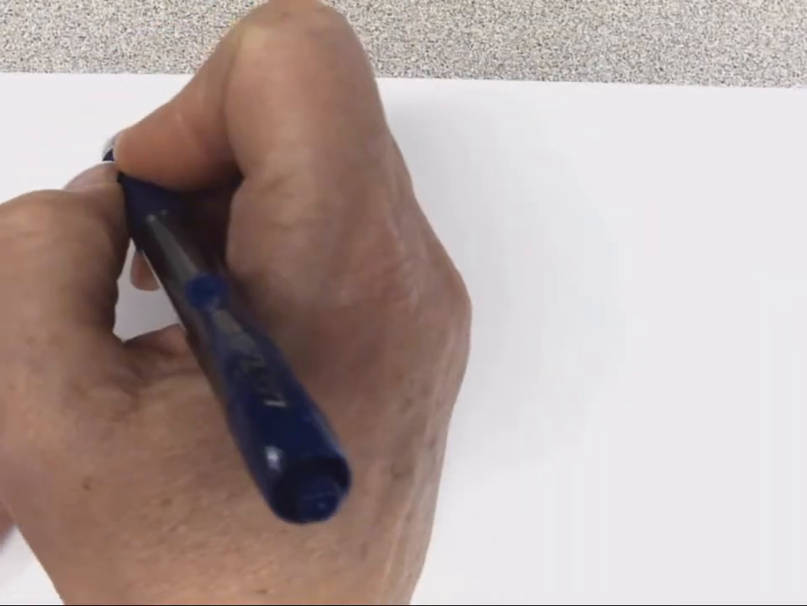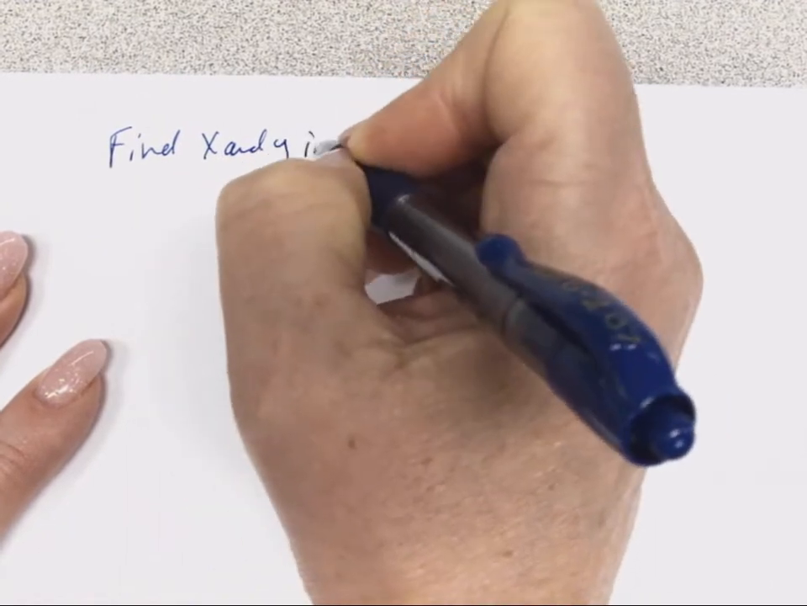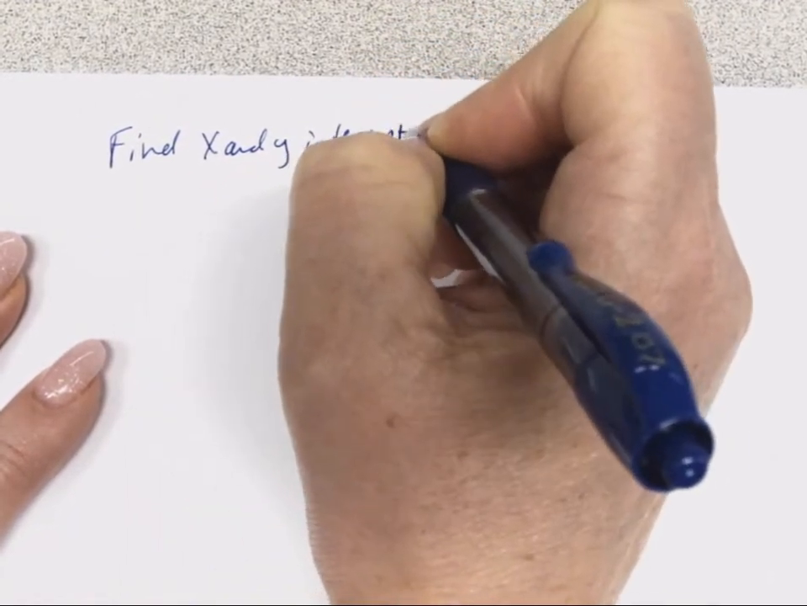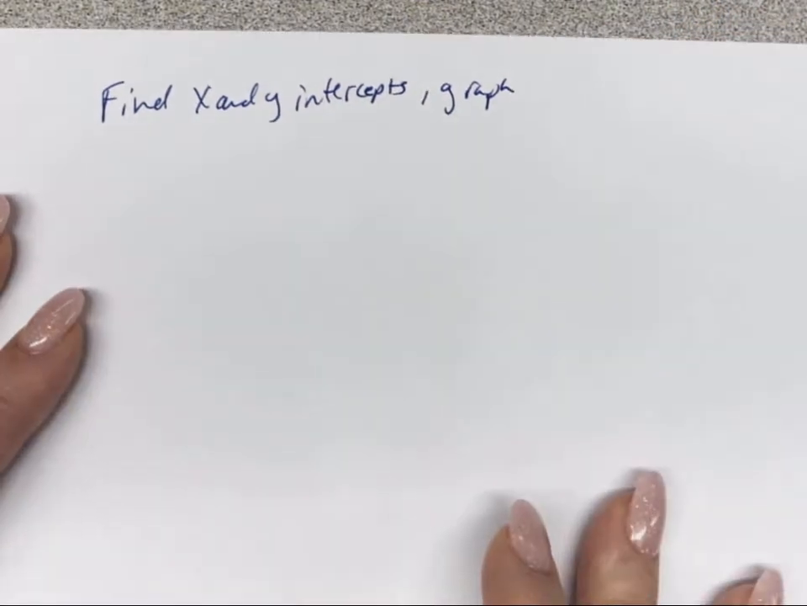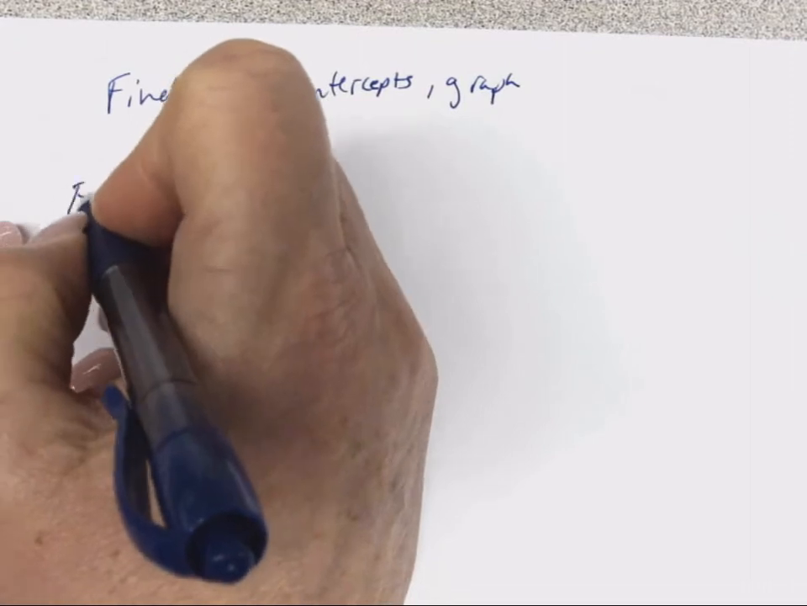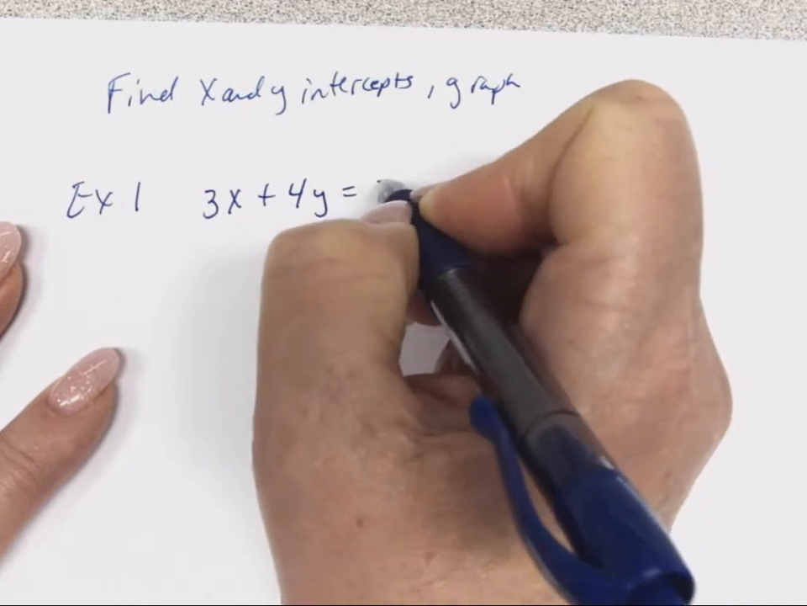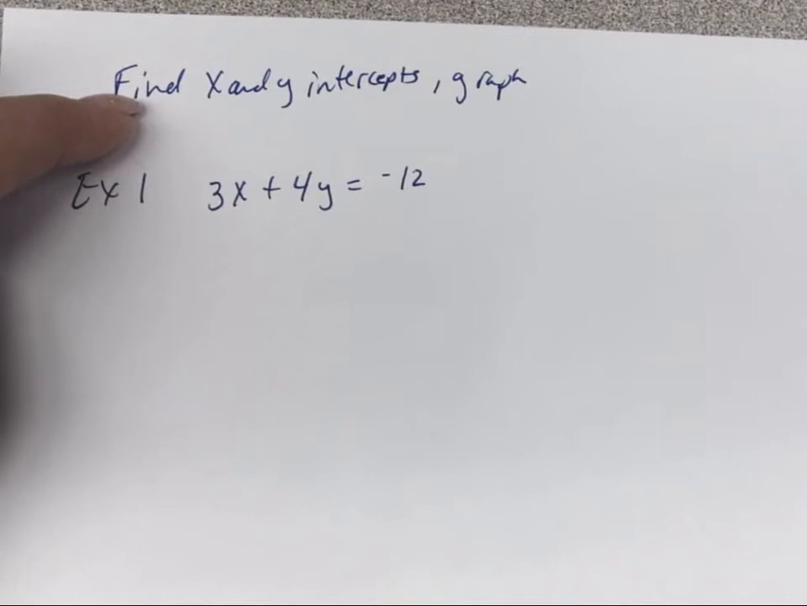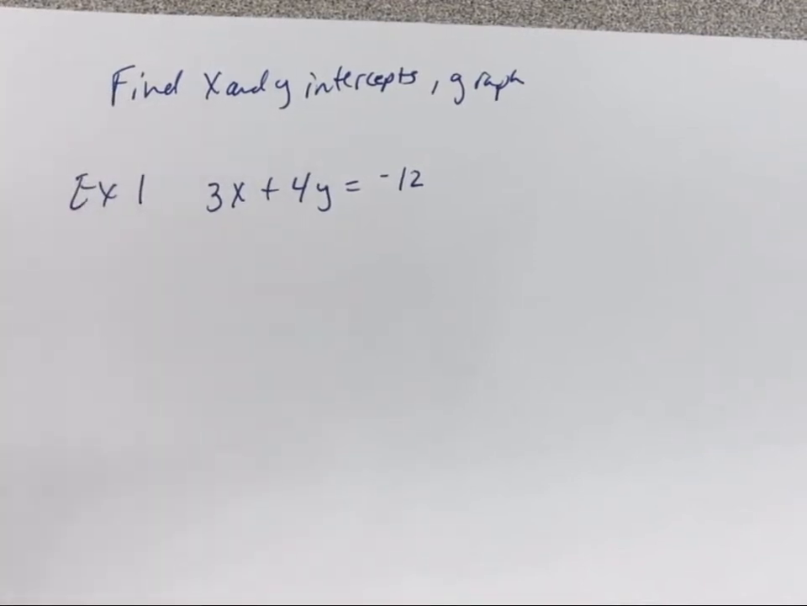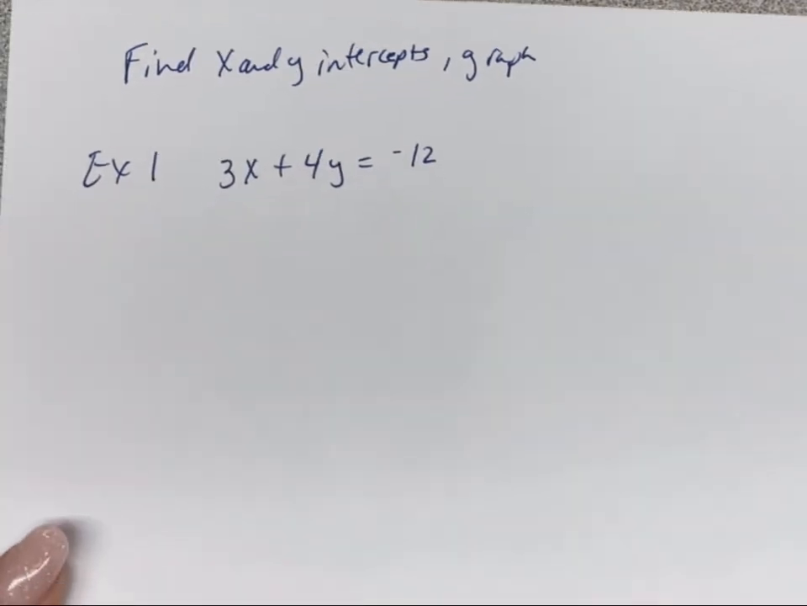So we are going to find the x and y intercepts, and then we're going to graph. So for example 1, we are given 3x plus 4y equals negative 12. Now, if you are asked to find the intercepts and graph it, you have to find the intercepts. Finding the slope is not going to be getting you what you are needing. Maybe your final answer will be there, but you need to find each intercept and then graph it.